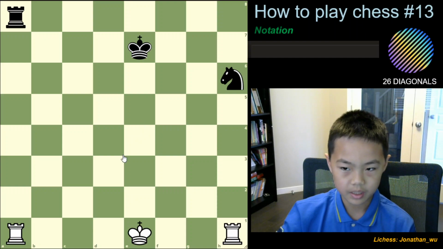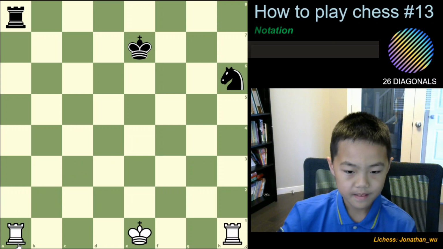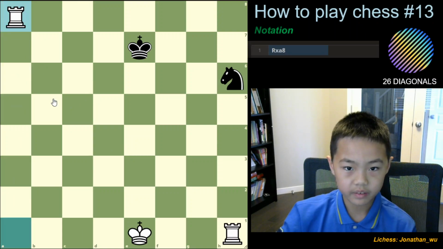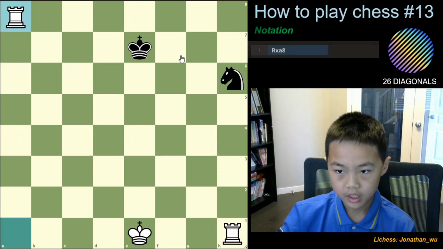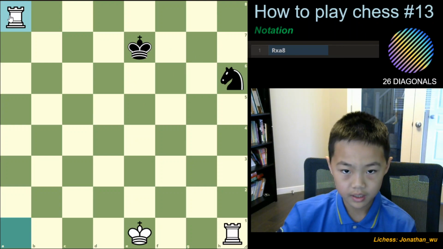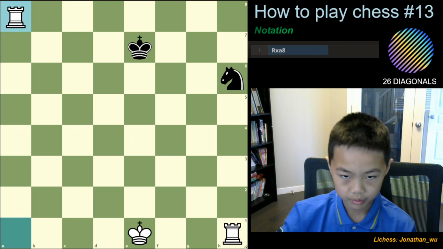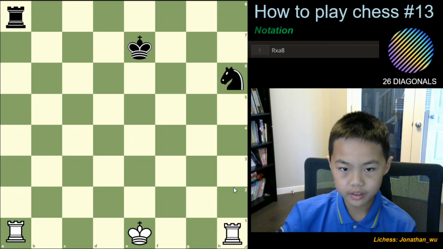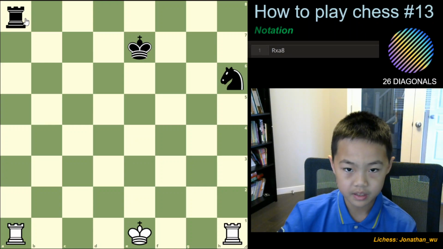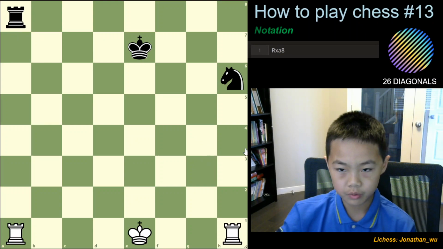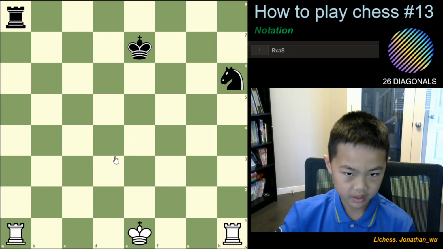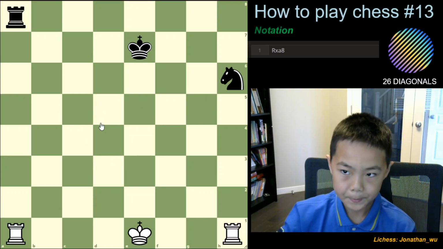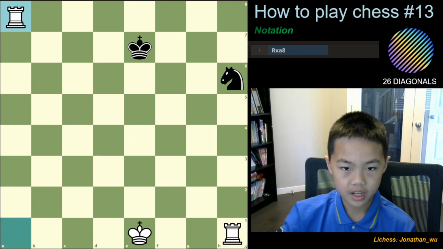Like if you're gonna take a piece, how do you write that? So when you're gonna take something, it would be rook X, and then the square you want to go to, that a piece is on, and you want to take it. So it doesn't really describe what piece you're taking, but if you were playing a game and you took some piece, if you go through it, you would find the piece. So rook takes 8.